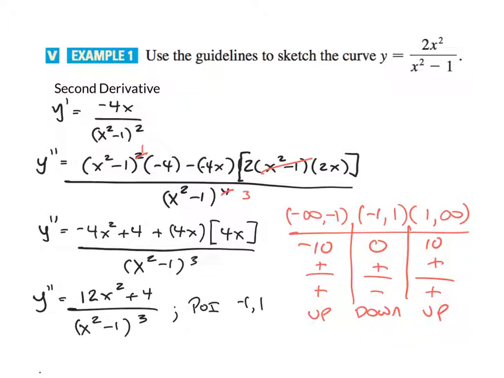So when I made the table, I went from -infinity to -1, -1 to +1, and then 1 to infinity. And I picked my typical -10s and 1s, or 0s and 10s. And I determined that it's going to be concave up from -infinity to -1, and from 1 to infinity. And then it's going to be concave down from -1 to +1.